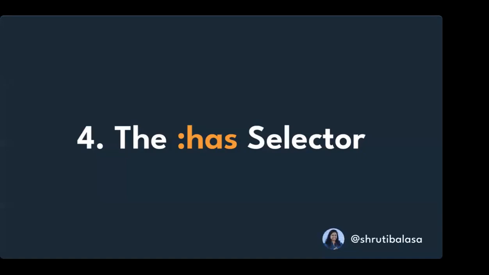The fourth feature is the has selector. I don't know if you've heard of this. It's more commonly known as the parent selector. So far in CSS, the only thing that was possible was you could select a child based on a parent. Based on the parent's state, you could style the child. But based on the state of the child, you wouldn't be able to style the parent.